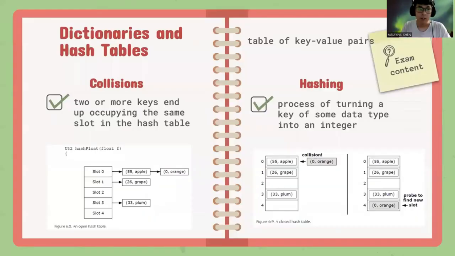All right. So dictionary and hash tables is a table of key-value pairs. For these key-value pairs, there can be collisions, where two or more keys end up occupying the same slot in the hash table. The dictionary uses the hashing method, which is the process of turning a key of some data type into an integer. The two figures below show how to handle this collision. For an open hash table, it uses a linked list to avoid collision, while a closed hash table will probe to find a new slot.